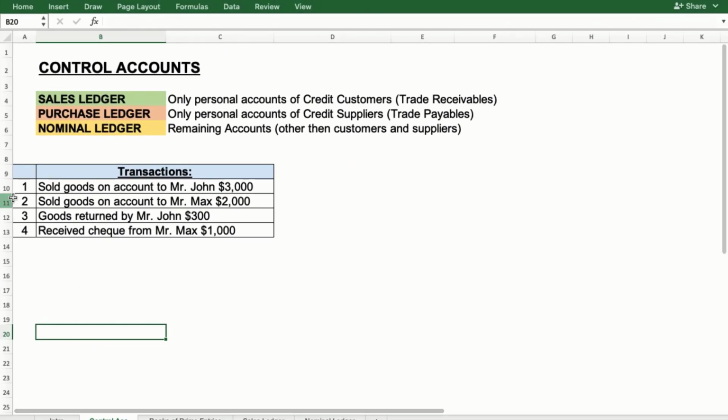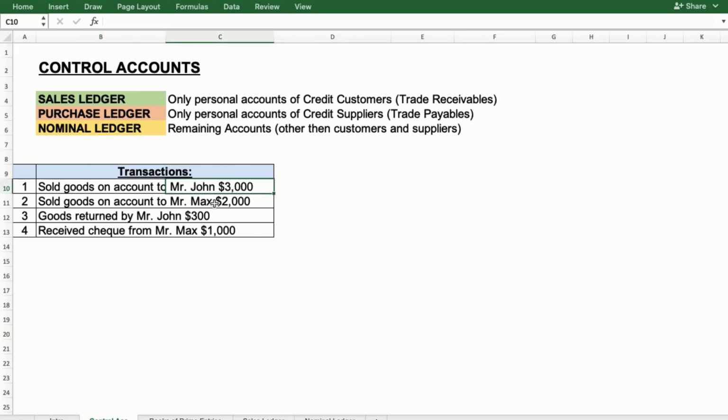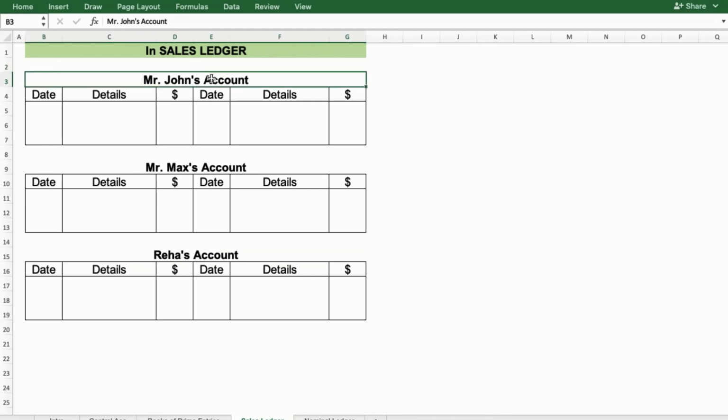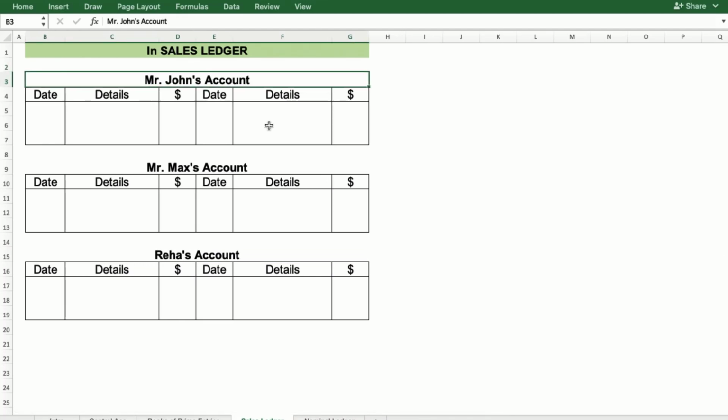My first transaction was sold goods on account to Mr. John. So John is a customer, a trade receivable. So Mr. John's account we will find in the sales ledger. And whenever we sell goods on credit basis, there is an increase in trade receivable. And trade receivable is an asset. So increase in asset, debit. So this transaction will be recorded on the debit side of Mr.